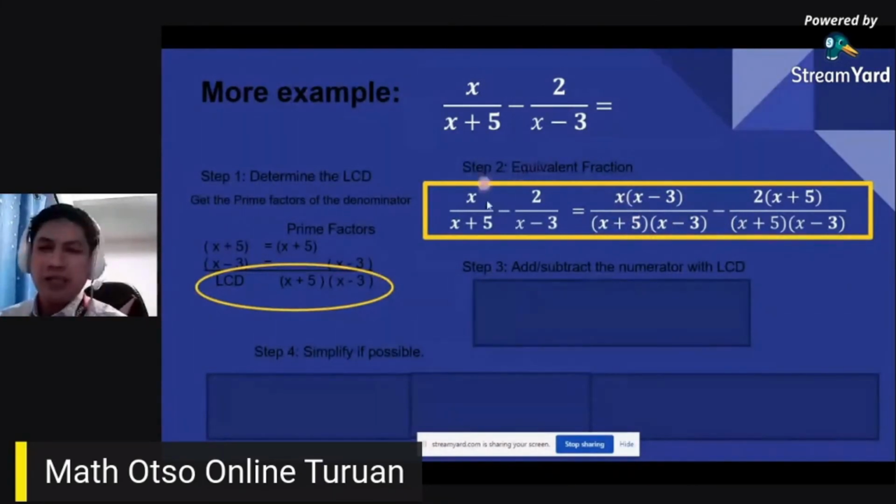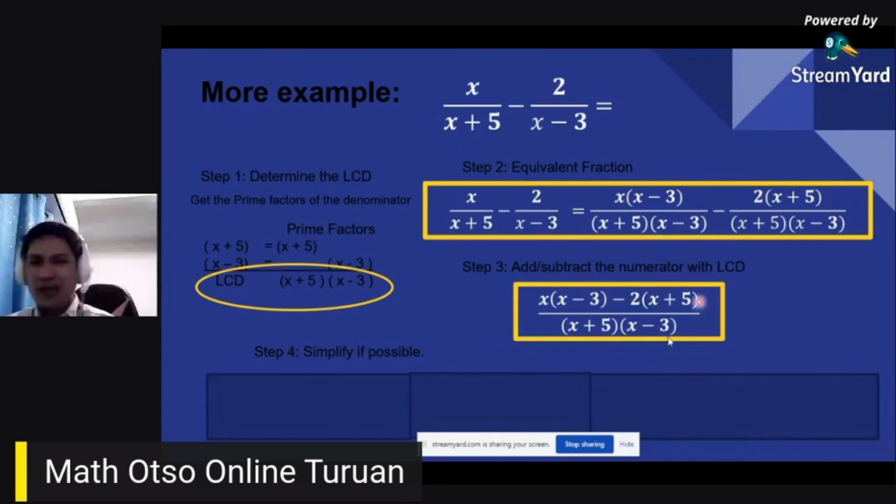Minus, tingnan natin itong second term. 2 over x minus 3. So again, write the LCD, x plus 5 times x minus 3 divided by x minus 3. So ano yung common? Sir, x minus 3 po. Ay di i-cancel mo yon. Ano yung natira? Sir, x plus 5. Very good. Ita-times mo sa x plus 5 kay 2. Kaya ito ang lumabas, 2 times x plus 5. Guys, eto na ngayon yung equivalent fraction. Then, ayan na. So, this is now the next step.